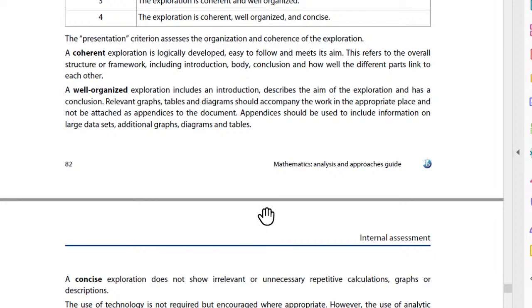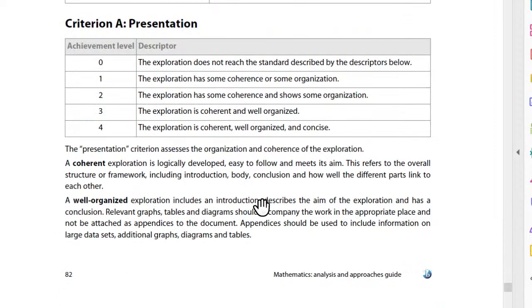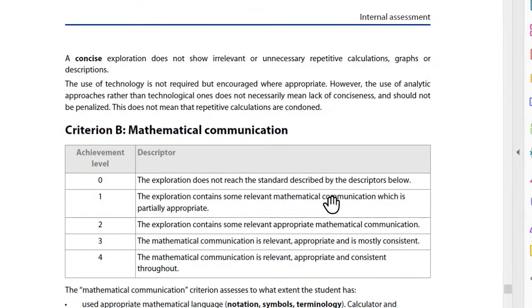But otherwise, if the mathematical connections were justified, and how they inspired this approach, then this could be concise work. 12-page essays may not be concise, so it's not about the length. Okay, that's that. Criterion B, mathematical communication.